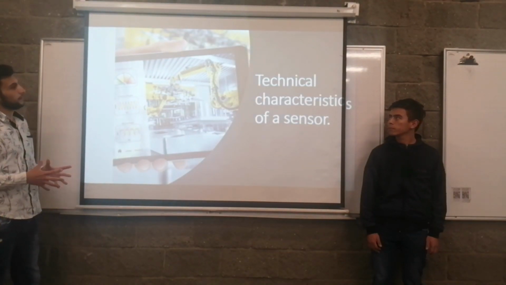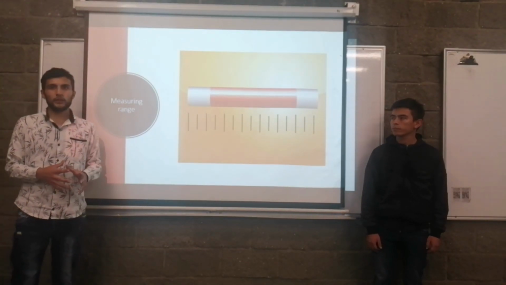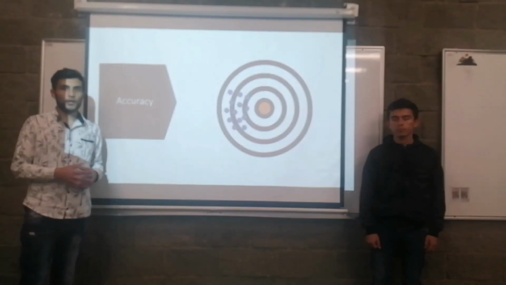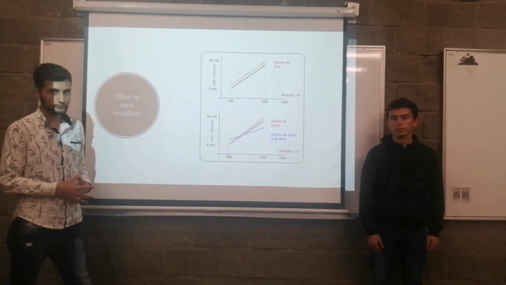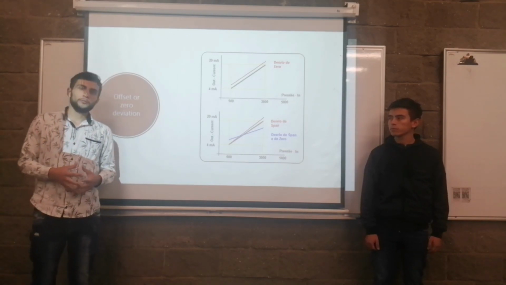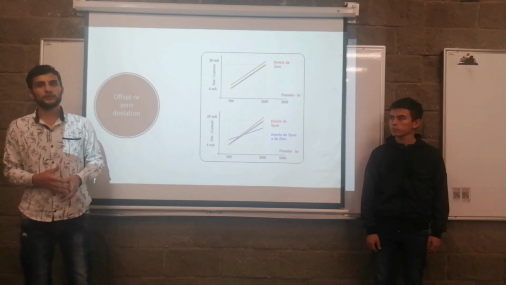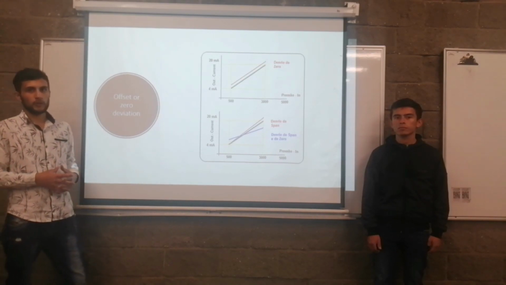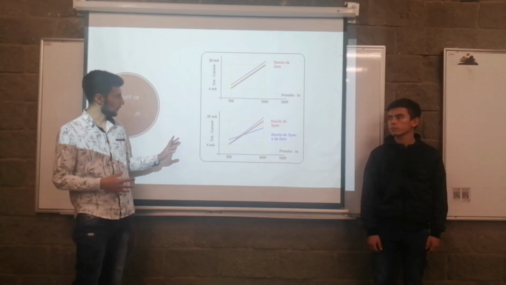Technical characteristics of a sensor. Measuring range: domain of the measured magnitude in which the sensor can be applied. Precision is the maximum expected measurement error. Offset or zero deviation: value of the output variable when the input variable is null. If the measurement range does not reach null values of the input variable, another reference point is usually set to define the offset.